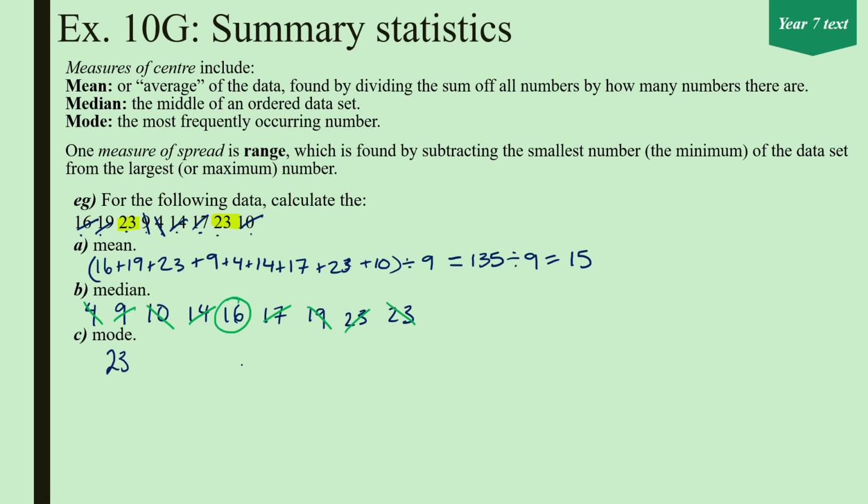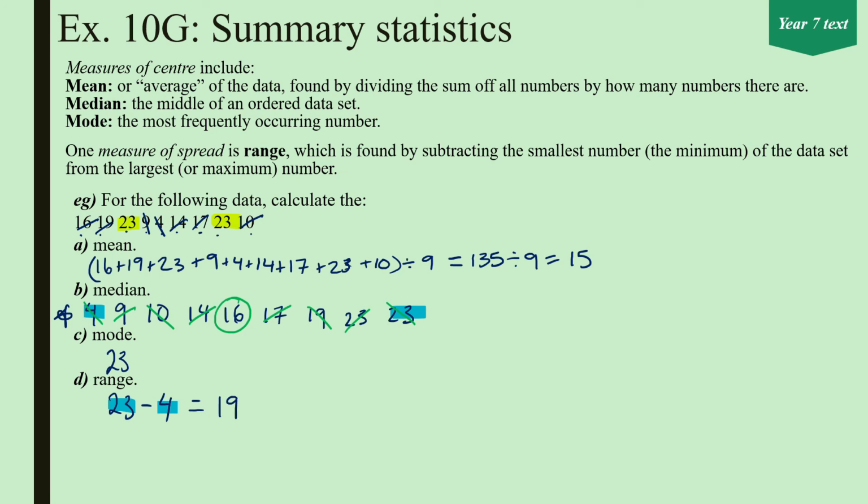Last one, we're going to find the range. Because we already put our numbers in order, our life is going to be much easier. The range is given by the largest number, 23, take away the smallest number, 4. Just as a quick recap, those numbers came from here. There's my 23, and there's my 4. It's always the largest take away the smallest. The difference between 23 and 4 is, of course, 19.